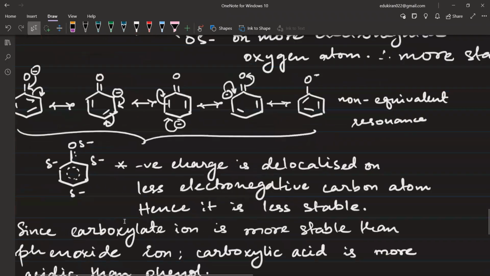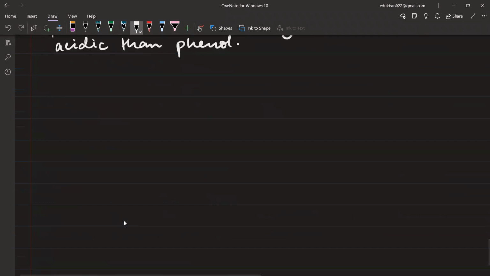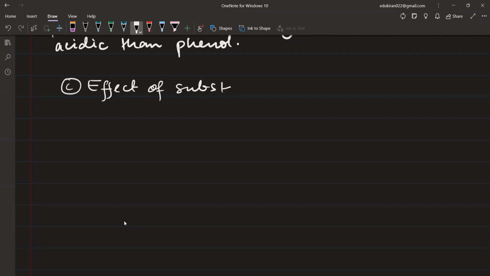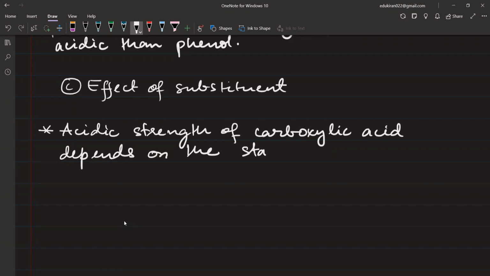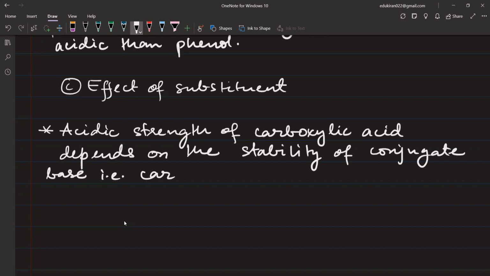Now write the C part for acidic character, effect of substituent. Now right here. Acidic strength of carboxylic acid depends on the stability of conjugate base, that is carboxylate ion.